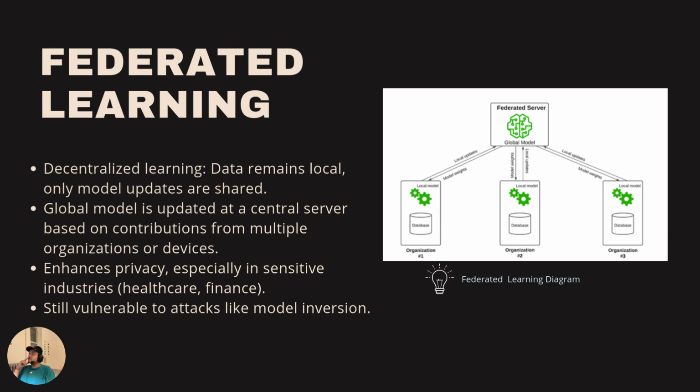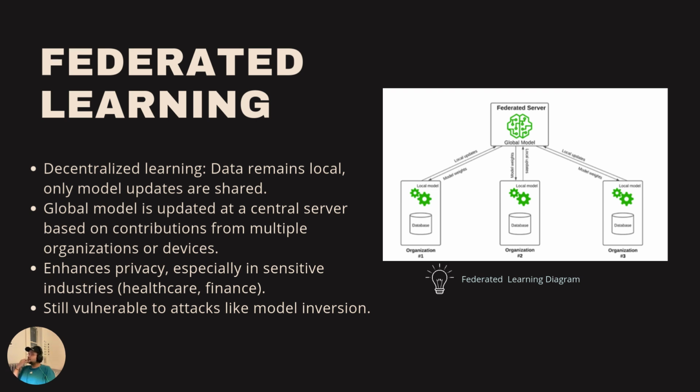Now, let's take a closer look at federated learning, one of the key technologies used in privacy preserving systems. This diagram provides a great visual representation of how the process works. As you can see, we have three separate organizations: Organization 1, Organization 2, and Organization 3, each with their own local model. These local models are trained on data that never leaves the organization's internal environment. This is a crucial aspect because the raw data, whether it's personal, sensitive, or confidential, stays within the organization's control.